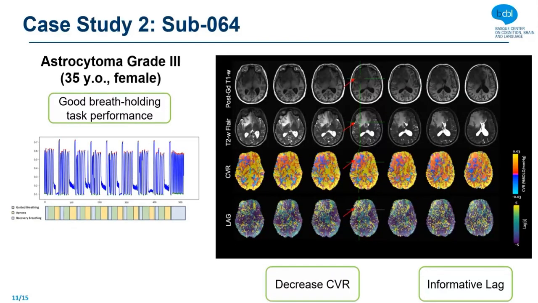Case study 2 is an astrocytoma grade 3, which also had a good performance, as we could see on the left. In the CVR maps, we had a decrease in the CVR in the areas of the tumor. And also in the vascular lag, we have more information on their lags or delays. So in this case, we classified it also as an informative lag map and a decreased CVR.